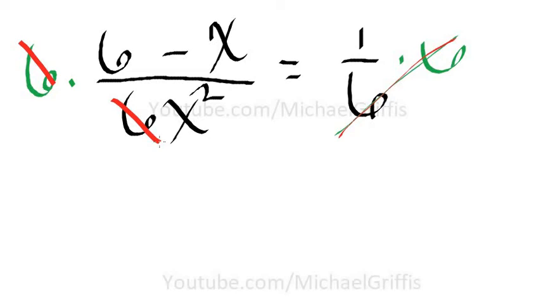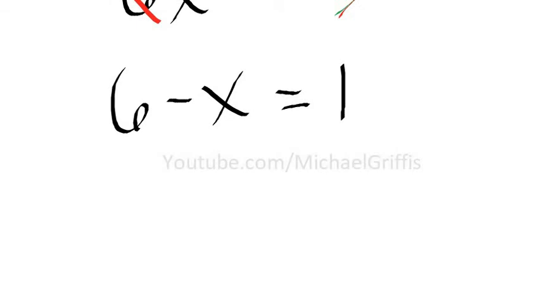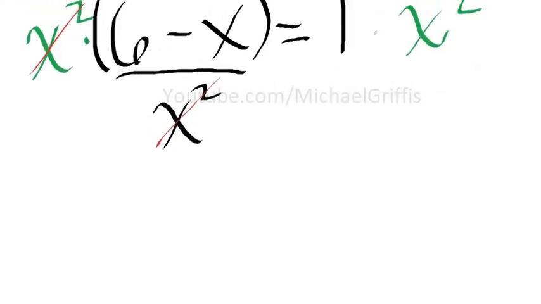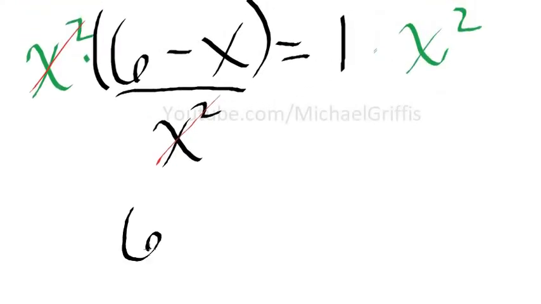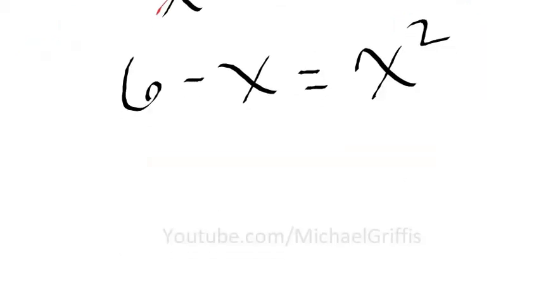And now that leaves us with 6 minus x is equal to 1 over x squared. We can multiply both sides by x squared. See, those guys go away, and technically I should have probably put a parentheses around that. And so now we're left with 6 minus x is equal to, of course, 1 times x squared is just x squared. Okay, so let's write this in the standard form where we have a quadratic equation.